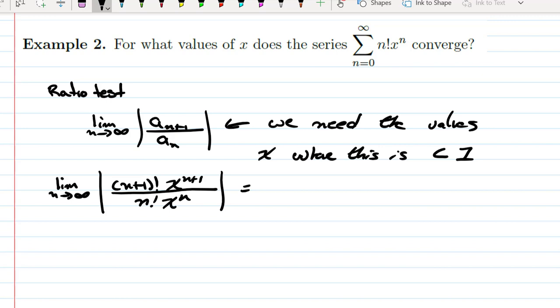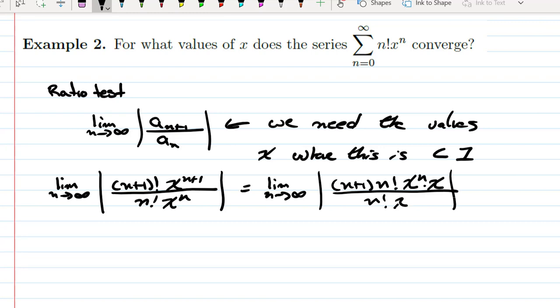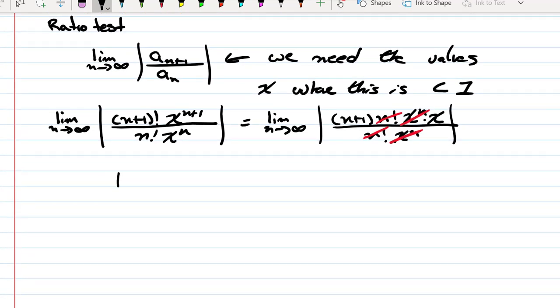So we do some algebra and expand our factorial. That gives us (n plus 1) times n factorial times x to the n times x, all over n factorial x to the n. The n factorials reduce out, and the x to the n's reduce out, and we're left with the limit as n goes to infinity of (n plus 1) times the absolute value of x.